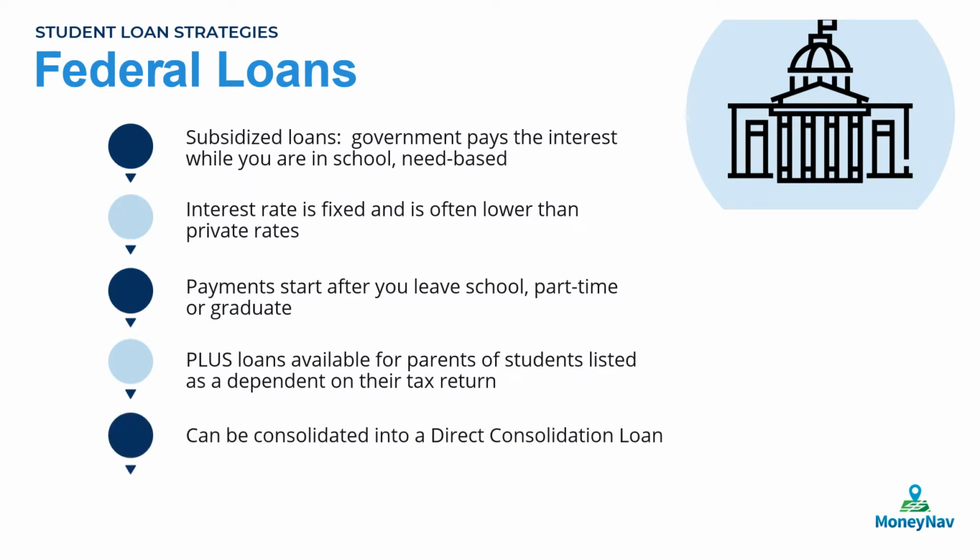If you have multiple parent or student federal loans, you can consolidate them into a single loan with a single payment through the Direct Consolidation Loan Program. This is offered through the Department of Education. We'll dive into consolidation in just a little bit. Finally, you may want to set up a repayment plan, including programs that are income-based.